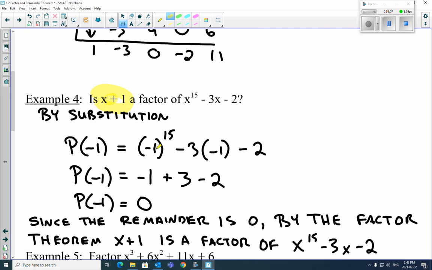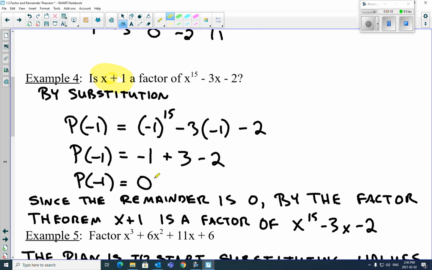We plug it in, so negative 1 to the 15 minus 3 times negative 1. Now, negative 1 to the 15, you know, it's a negative, and that's an odd exponent. You know your answer is going to be negative, right? We learned that back in grade 9. So we plug in and we get a remainder of 0. Oh, cool. Since the remainder is 0, by the factor theorem, x plus 1 is a factor of that thing. Oh, that's kind of cool.